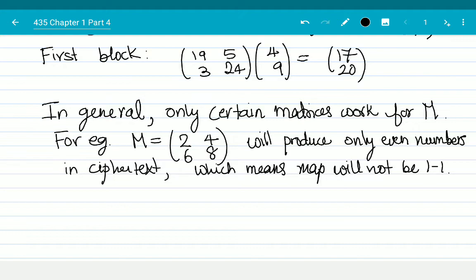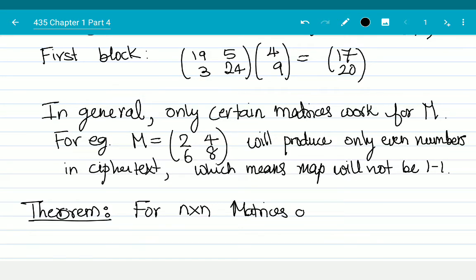So we can only use invertible matrices. What are invertible matrices? Theorem. For n cross n matrices over Z_n, the following are equivalent.